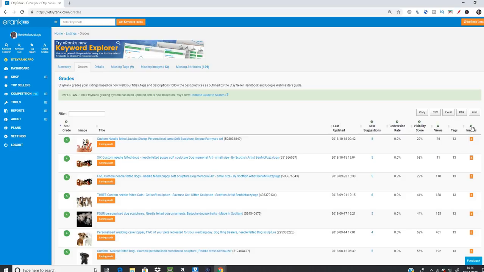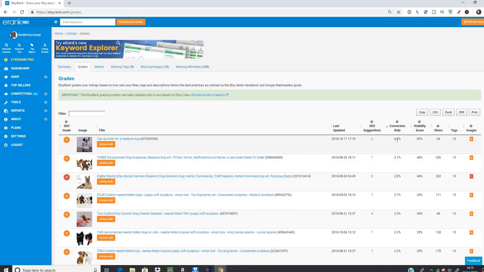Tags is the number of tags. And images. Images help buyers to get a feel for your product. Etsy recommends you use all 10 images. Now you can rank these by order of how good they're doing for certain things. So for the conversion rate, if you click on that, it starts with the ones with 0, or click it again and it goes from top down, the ones that have your highest conversion rate.